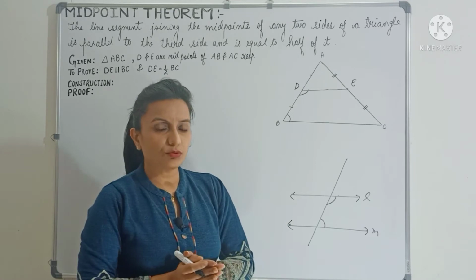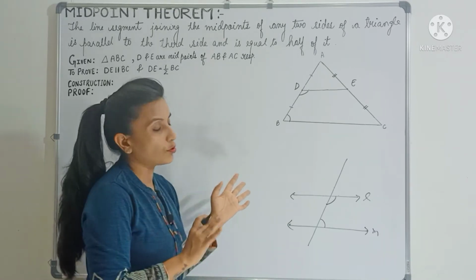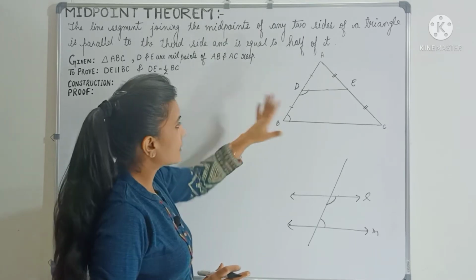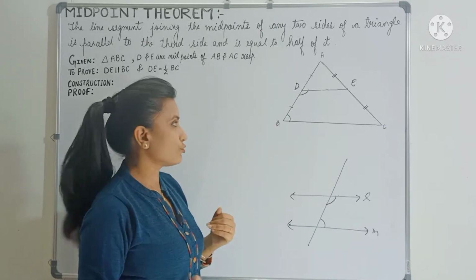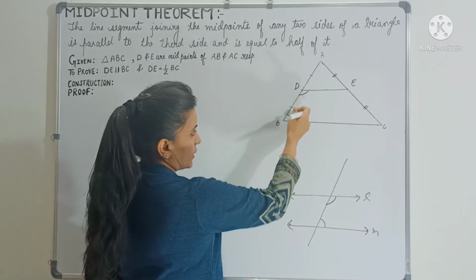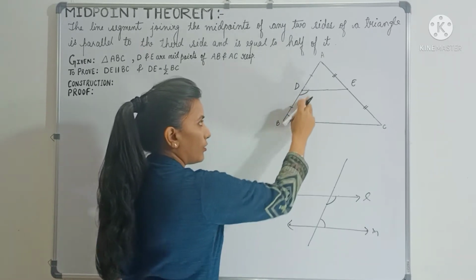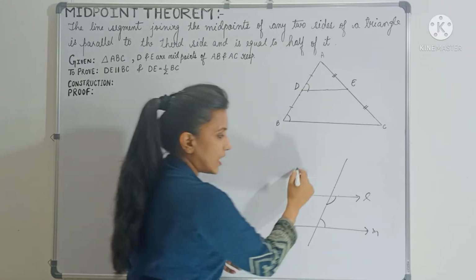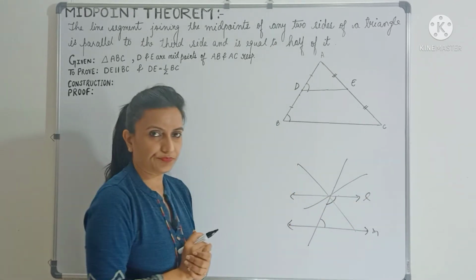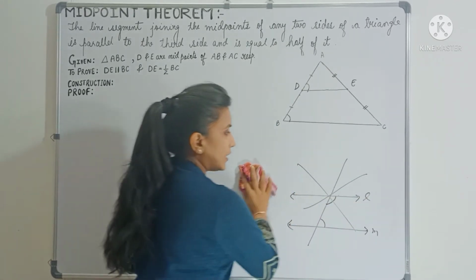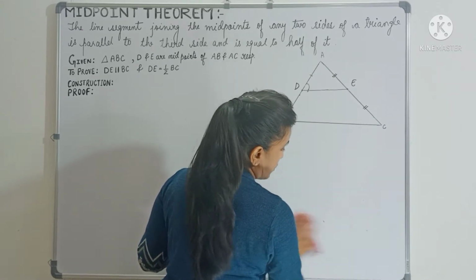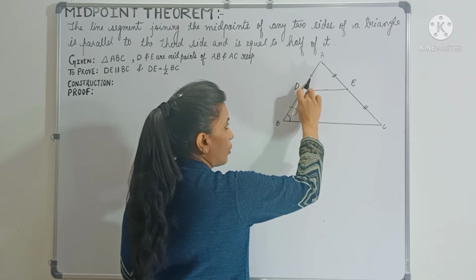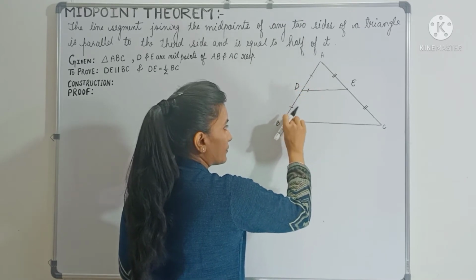But right now the given information is not enough, because I don't have any information regarding the angles here. So I can't show that the sum of these two angles is 180 or that these two angles are equal. So I can't use this concept here. So I have to think of something else. Now, what else can you think of?